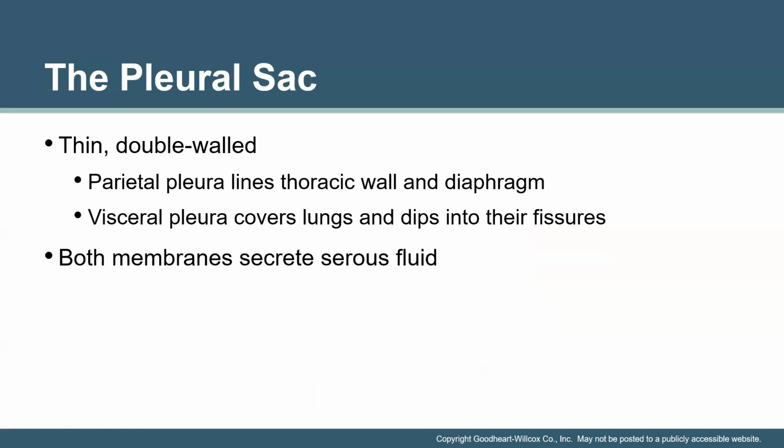So the pleural sac is the double-walled sac that is comprised of 2 serous membranes. We have the parietal pleura, which is the part of the pleural lining that comes in contact with the wall of the body. And then you have the visceral portion, which will touch the actual organ. Both layers will secrete serous fluid. This will help reduce friction.